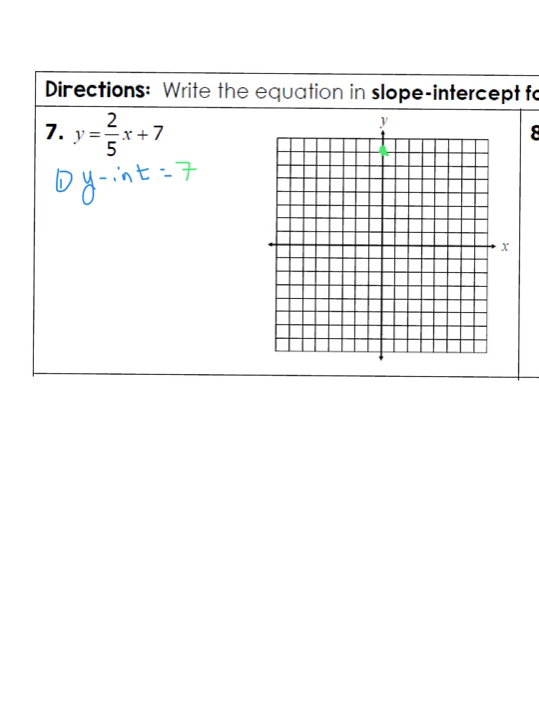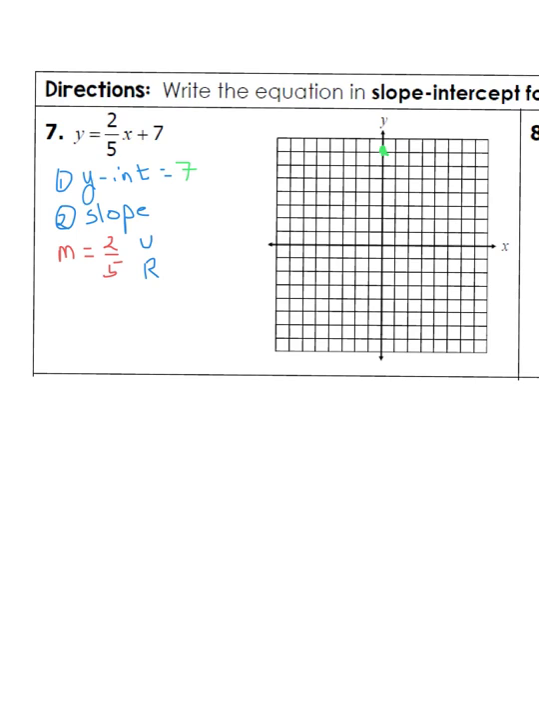Then, step 2, you want to stair-step your slope. The slope is the coefficient of x. So in this case, the slope is 2 over 5, which means that we have a rise of positive 2, so that's a direction that's up, and a run of positive 5, which is a direction to the right. So from that y-intercept, I'm going to go up 2 and to the right 5.